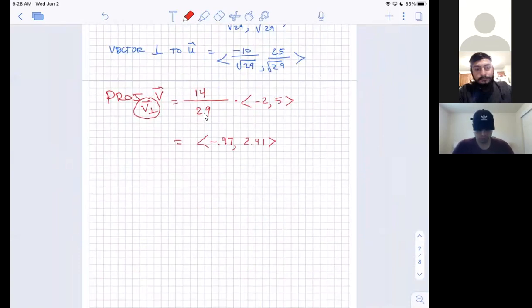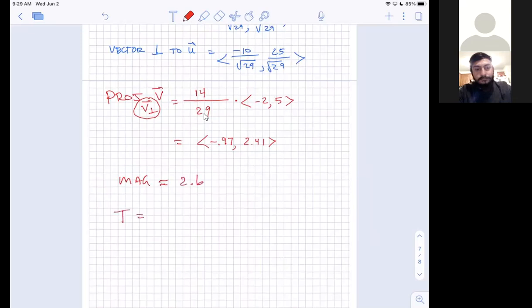So the magnitude of that would be, I'll just do this really fast because we're out of time, 0.97 squared plus 2.41 squared. I got approximately 2.6. So then the torque is the force of 2.6 times the distance of the square root of 29. Look at that, 13.99. It's rounding. That's the only thing that caused that.